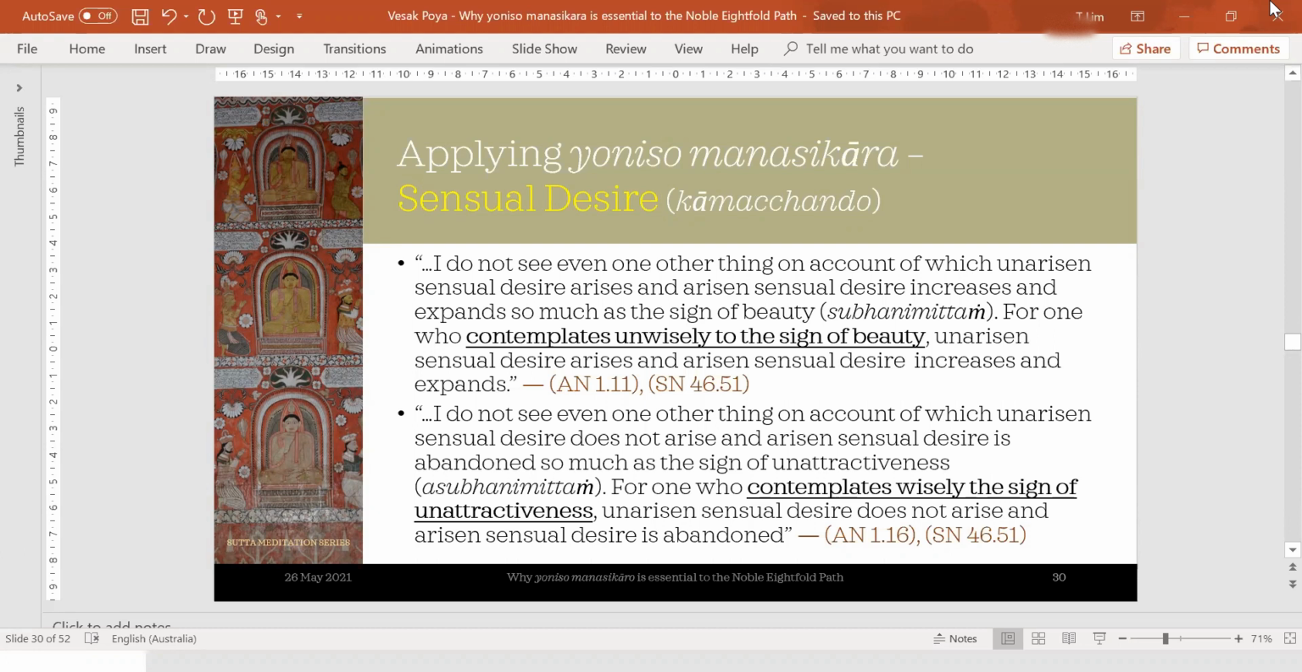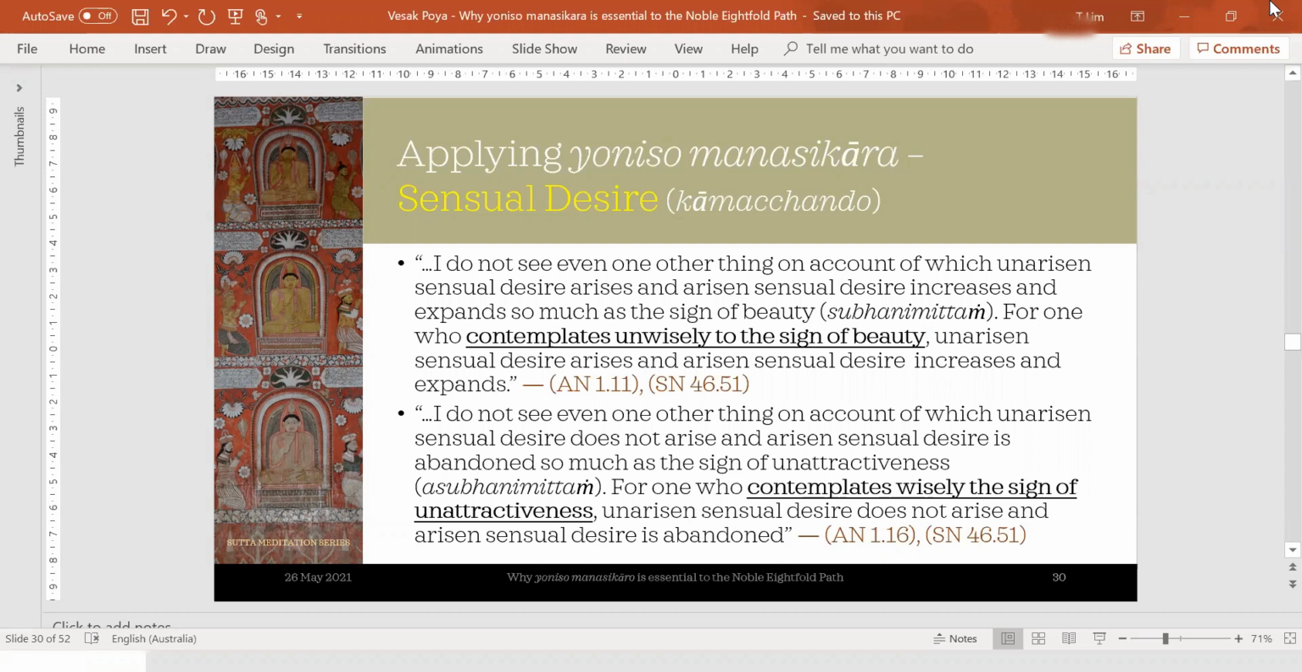So what the Buddha says in this sutta, and it appears both in chapter 1 of the Anguttara Nikaya and also in the Samyutta Nikaya, is a very good sutta, particularly on hindrances and also bojjhangas, the enlightenment factors. What it says in the first instance, this one is about ayoniso: I do not see even one other thing on account of which unarisen sensual desire arises, and arisen sensual desire increases and expands so much as the sign of beauty. This is subha nimitta.